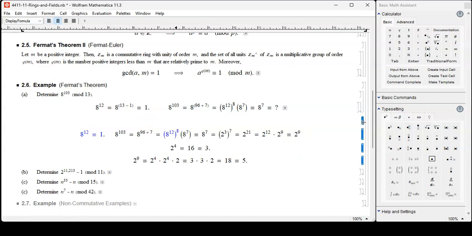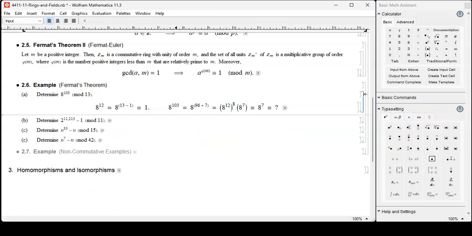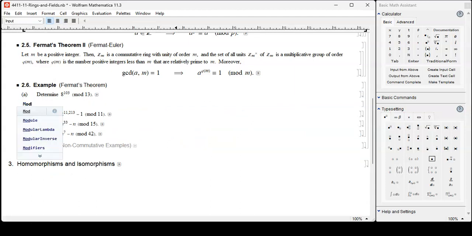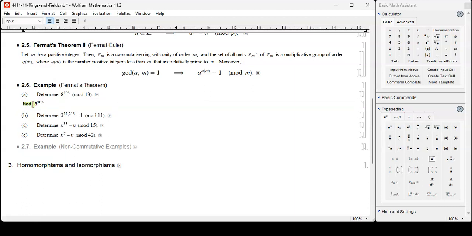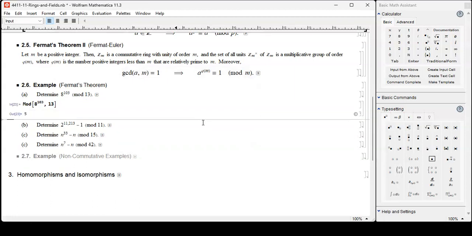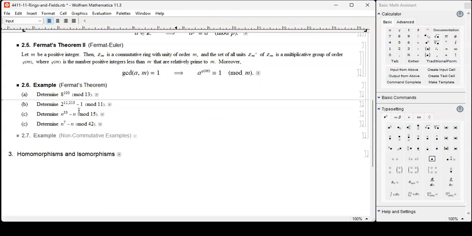So you'll have to do some mod computations like this. And of course, if you want to check, you can always compute 8 to the 103 power modulo 13, and Mathematica will do the computation. This kind of problem is a no-calculator problem. How about this one?